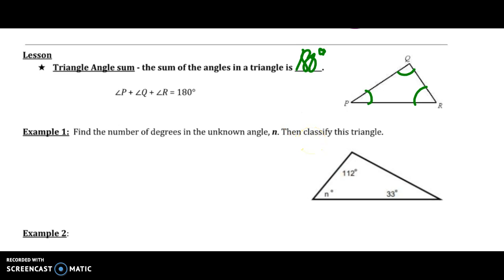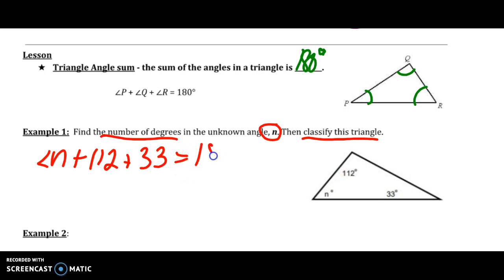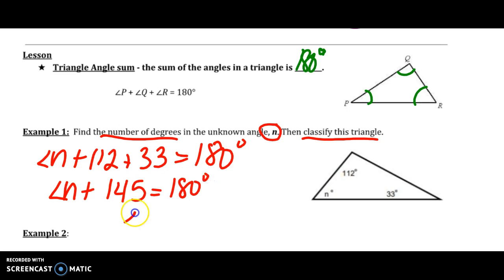This should be review information because this is something that you did learn in 8th grade. So find the number of degrees of the unknown angle n and then classify this triangle. So angle n plus 112 plus 33 equals 180. And so we get angle n plus 145 equals 180. So if we subtract 145 from both sides, we get that angle n is 35 degrees.